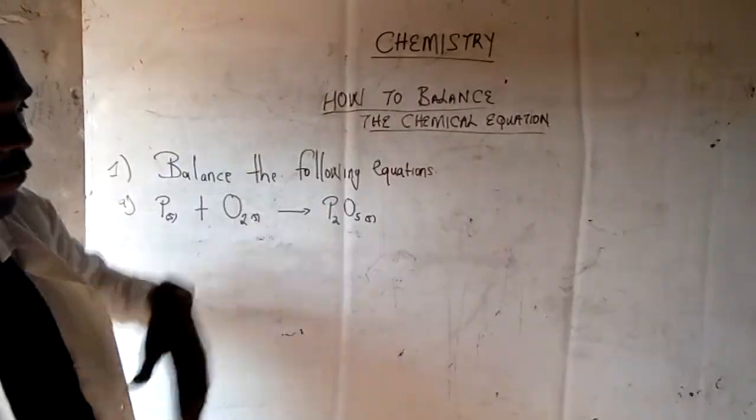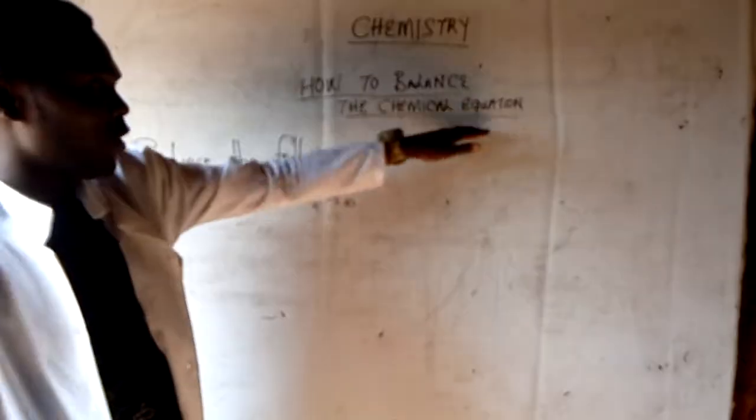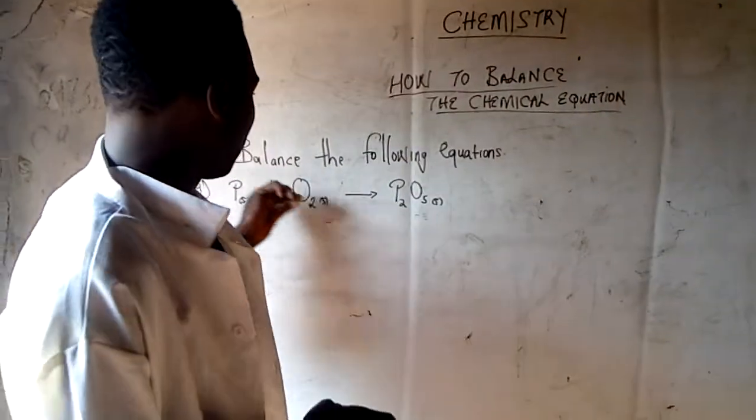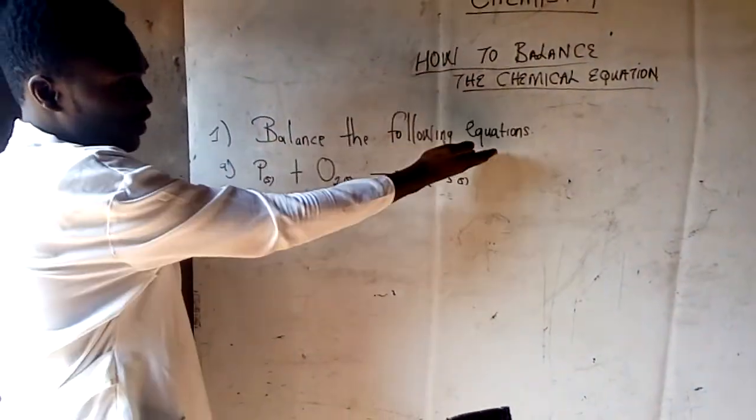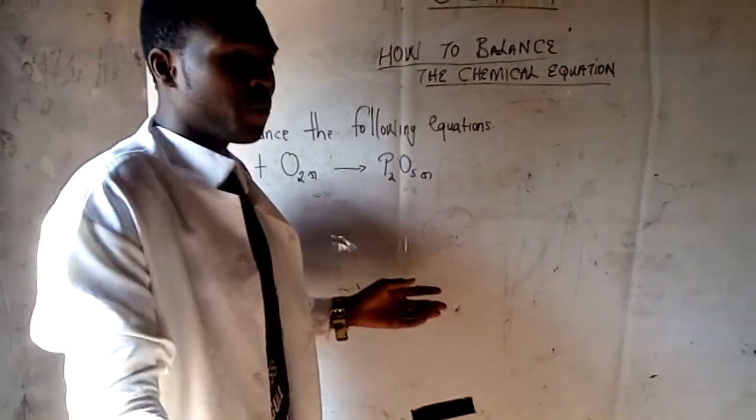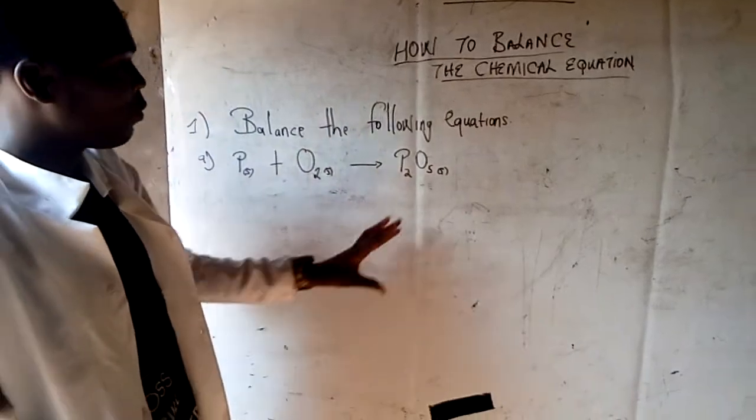I want to help my fellow Zambians understand how to balance a chemical equation. It's one of the major topics found in chemistry. Now there's a question which says: balance the following equation. I want to digest this question and make it simple for my fellow pupils and students to understand, so that when they are solving, they should be smiling.